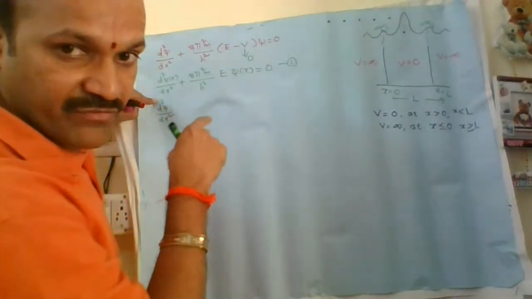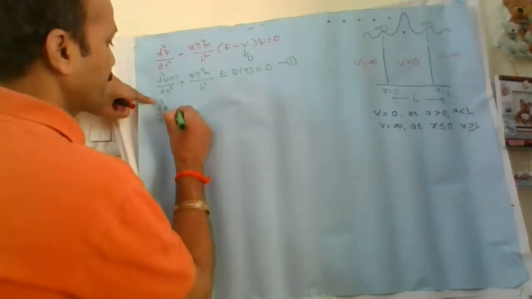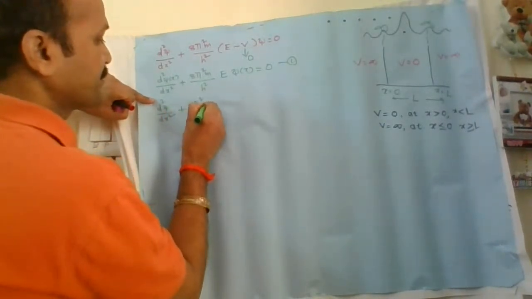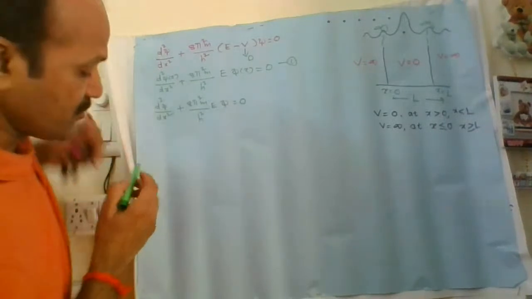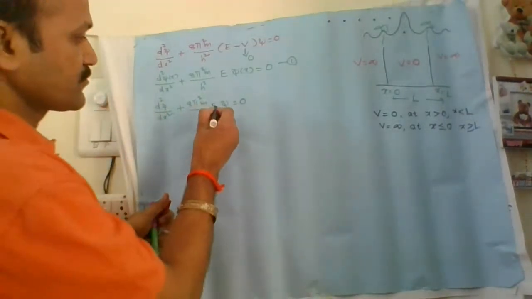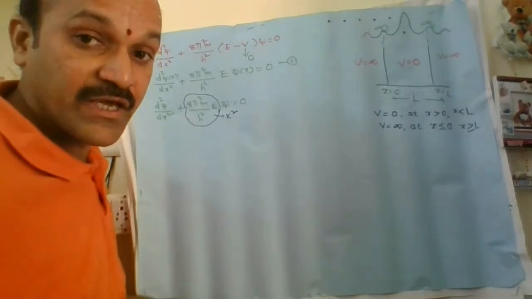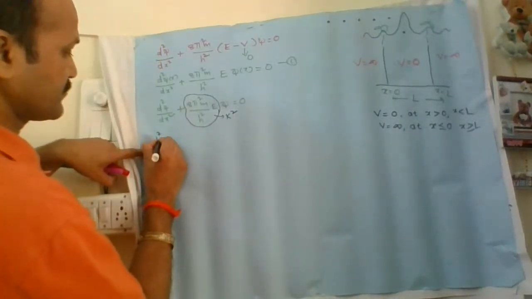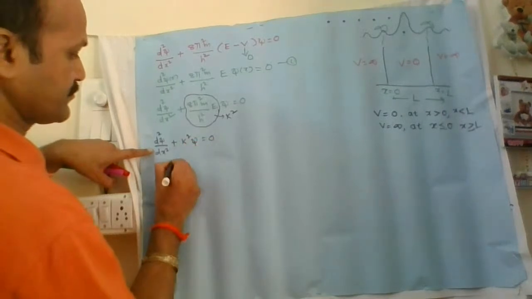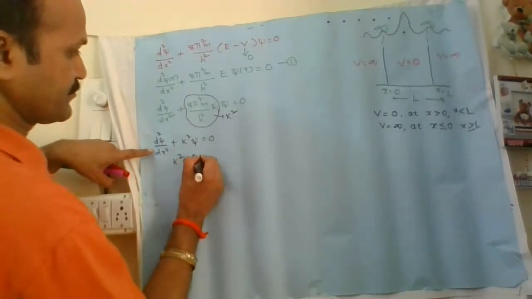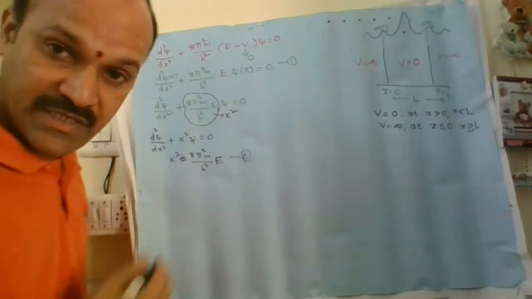See, I don't write x every time. Is there x? In the sense we are taking along the x direction, one dimensional. Now, what will we take as k square?